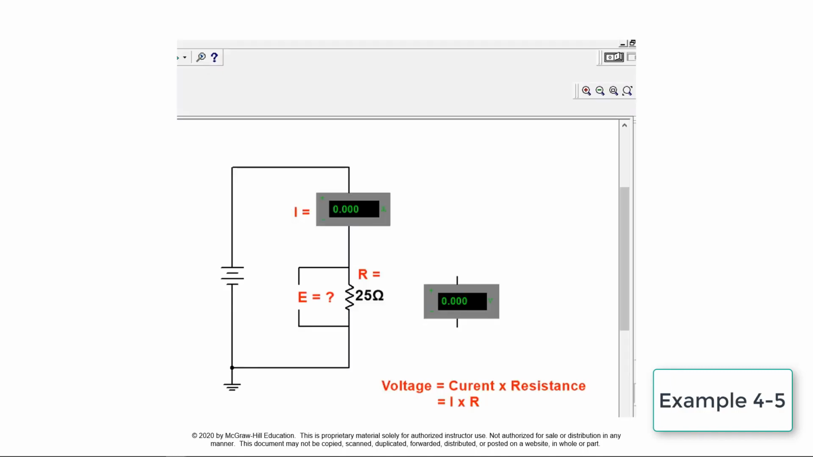This simulates the solution to the problem presented in the text. It demonstrates how the voltage value can be calculated using Ohm's law when the resistance and current values are known. The voltage is calculated by multiplying the resistance value by the current value. 25 ohms times 2 amps is equal to a calculated voltage of 50 volts. This voltage value is verified by switching the simulation on and observing the voltage reading of the voltmeter.